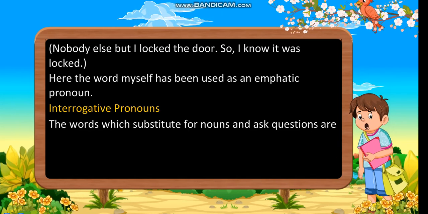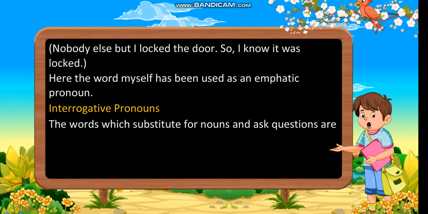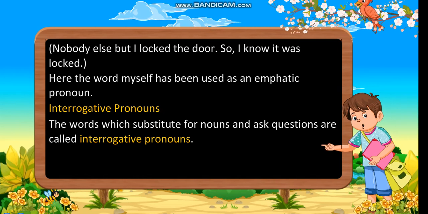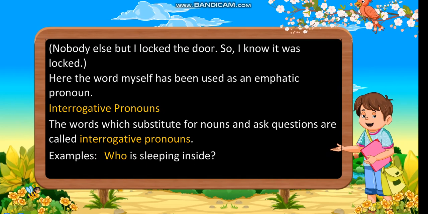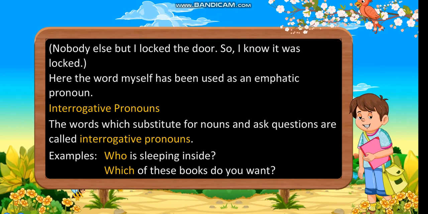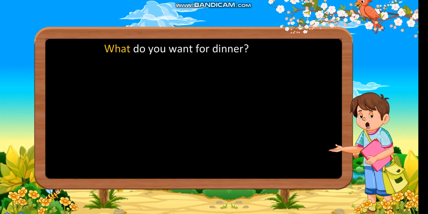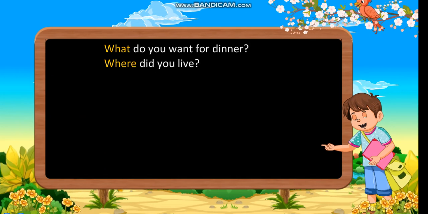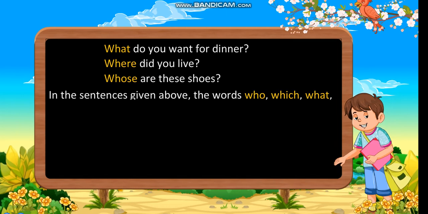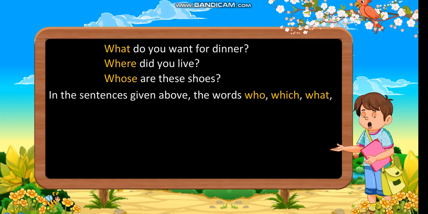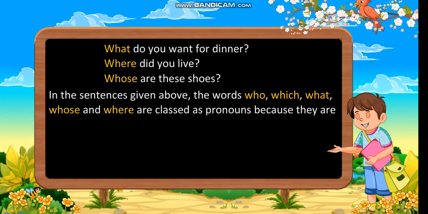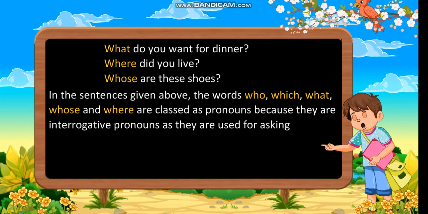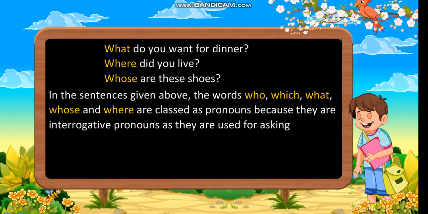Interrogative pronouns. The words which substitute for nouns and ask questions are called interrogative pronouns. Examples: Who is sleeping inside? Which of these books do you want? What do you want for dinner? Where did you live? Whose are these shoes? In the sentences given above, the words who, which, what, whose, and where are classed as interrogative pronouns as they are used for asking questions.